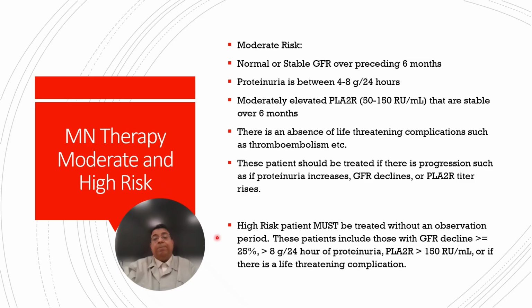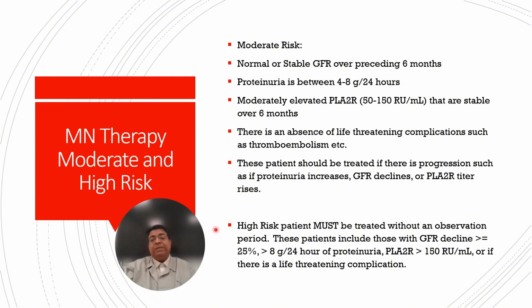High-risk patients must be treated, and then there are those moderate risk patients which should be treated if there's progression, such as if proteinuria increases, GFR declines, or the PLA2R titer increases. The moderate risk patient has a normal or stable GFR over the preceding 6 months, proteinuria between 4 to 8 grams per day, moderately elevated PLA2R, 50 to 150 RU per ml, that are stable over 6 months, and there is an absence of life-threatening complications such as thromboembolism.